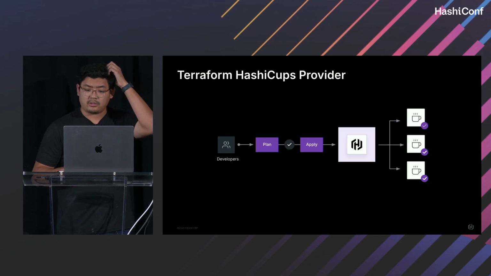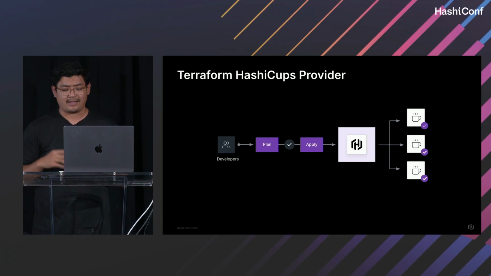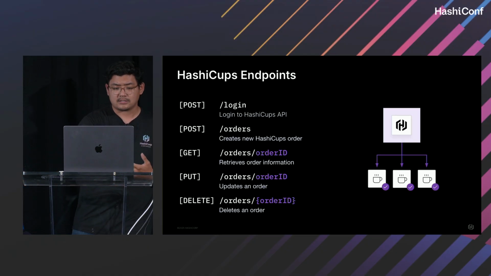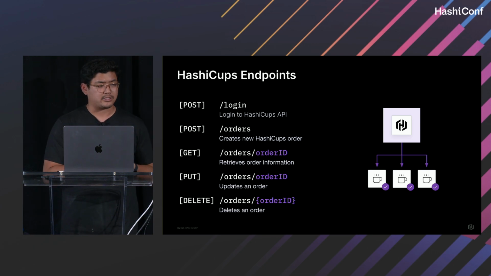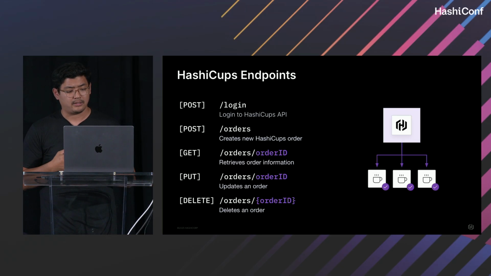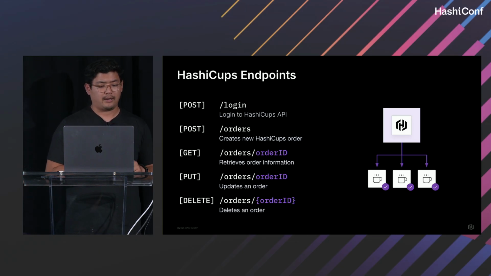In this lab scenario, you're going to add a new resource type to an existing provider for an API called HashiCorp. HashiCorp is a fake coffee shop application that has a REST API. So this is the endpoints for HashiCorp itself. As you can see, there's authentication, which most APIs have. This lets you sign up and sign into the HashiCorp API. Once you're signed in, you can create a new HashiCorp order. You can also retrieve an order, update an order, and delete an order.